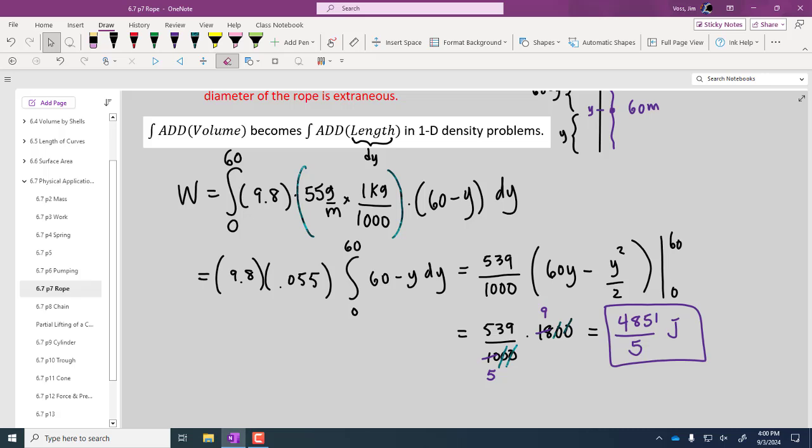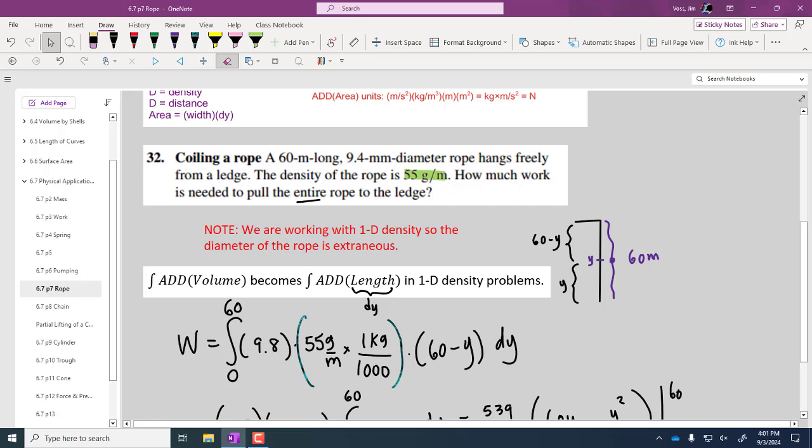So why did we use the diameter? It's extraneous. We don't need it. So the question is always, are we in a 1D situation or a 3D situation? How do we know we're in a 1-dimensional density problem? Because the density is given to us as 1-dimensional. They didn't say 55 grams per cubic meter. If they gave us 55 grams per cubic meter, then we would know that we need to have cross-sectional area multiplied by thickness. But because this right here is 1-dimensional, that is how we know. So that is 1D density. So this right here is extraneous. Don't need it. Yeah, good question.